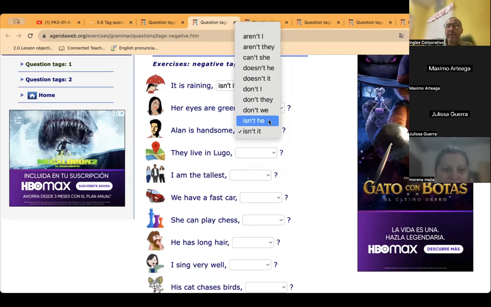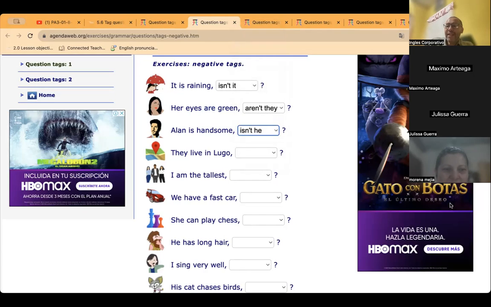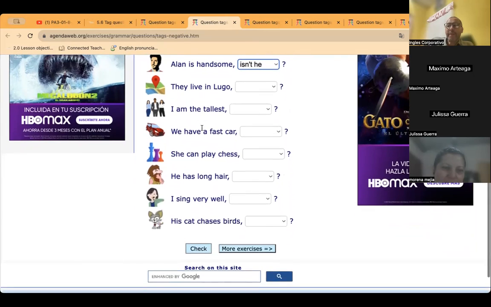And so, in my case, it would be isn't he? All right, exactly. That's the idea, Morena. Now we have it. Subject, auxiliary, subject, auxiliary, and then we go in the same order. Okay, let's try the next one. Maximo.